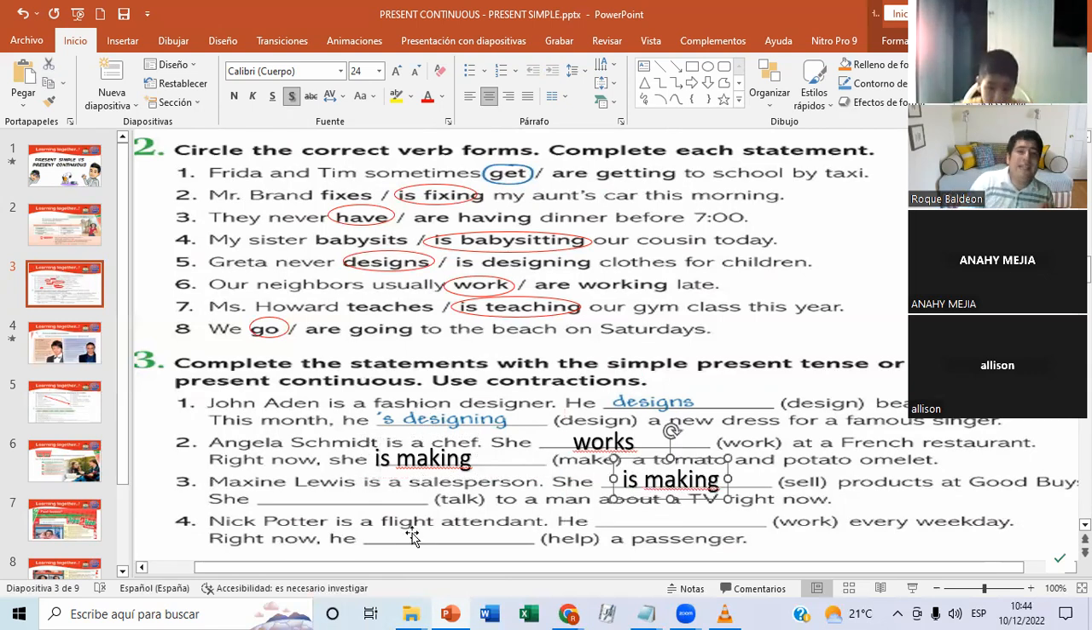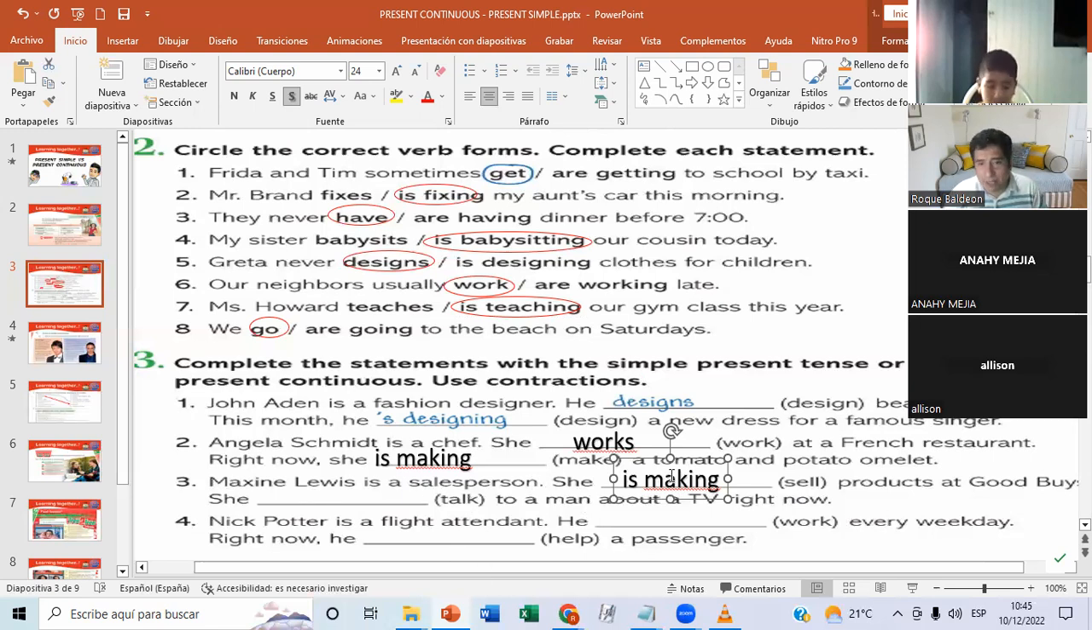Come on. Maxine Lewis is a salesperson. Ya sabemos que salesperson, negociante. También se puede traducir como vendedor, as I said. And I said it says, teacher, salesperson is vendedor. Yeah, we can translate it as, o también negociante. Es casi lo mismo. Maxine. Yes, Maxine. For example, we have this one. Good, awesome. Maxine Lewis is a salesperson. She is making sales products. Good, awesome. That's it. Very good, awesome. Vamos aquí entonces.